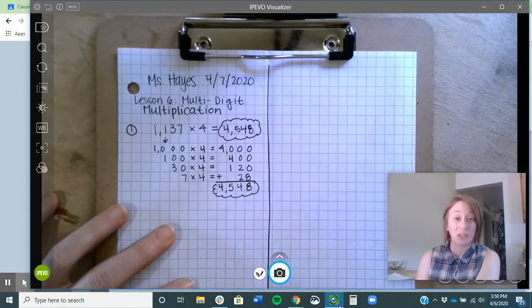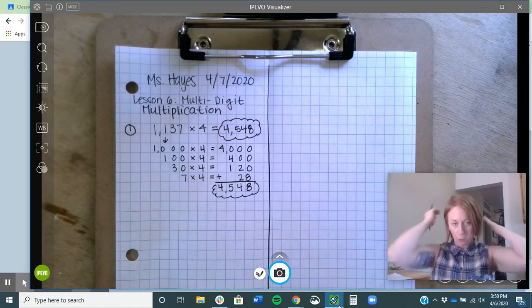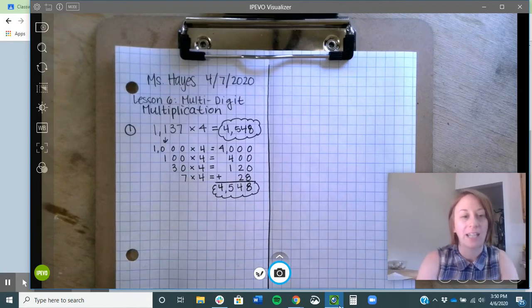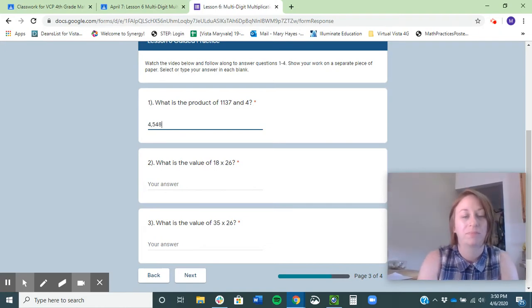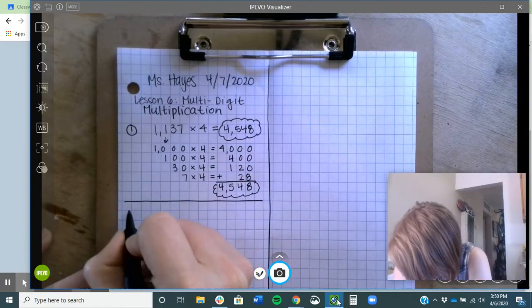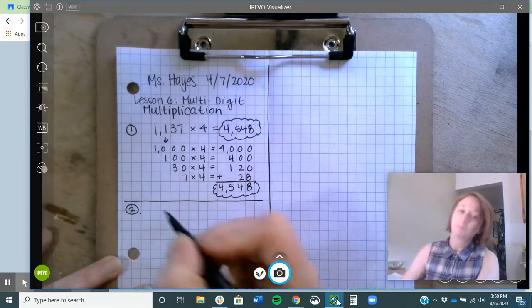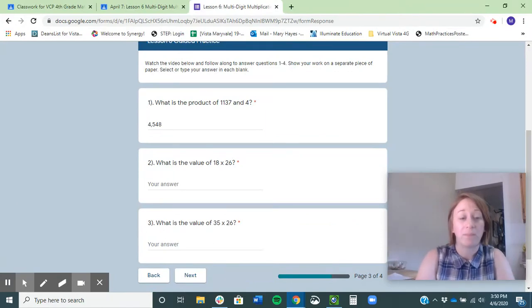Amazing job to all those scholars who got that correct yesterday. Pat yourself on the back. Woo! All right, let's go ahead and type that in the blank space. Again, our product is 4,548. Nice work. Take a few seconds to organize your scrap piece of paper for question number 2.